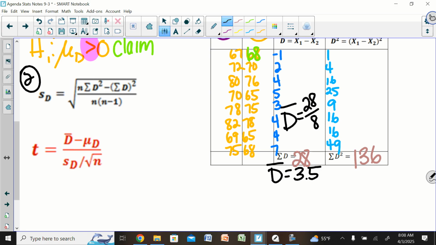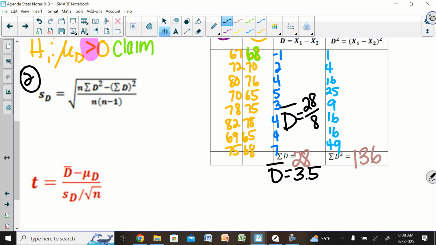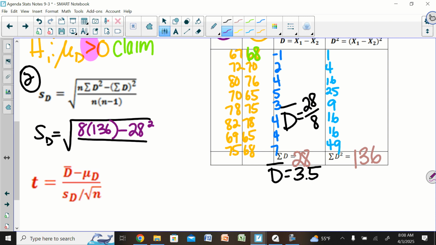My S sub D, I've got to do some math over here. S sub D is equal to a giant square root. My number of pairs is 8, my sum of my D squares is 136, minus my sum of my D's, 28, squared. That's all over 8 times 7. Check my calculations on that, but I got about a 2.33. Probably should have gone out to one more decimal.